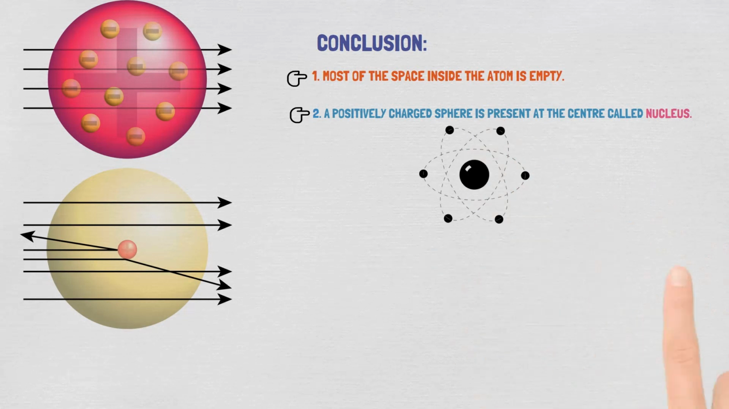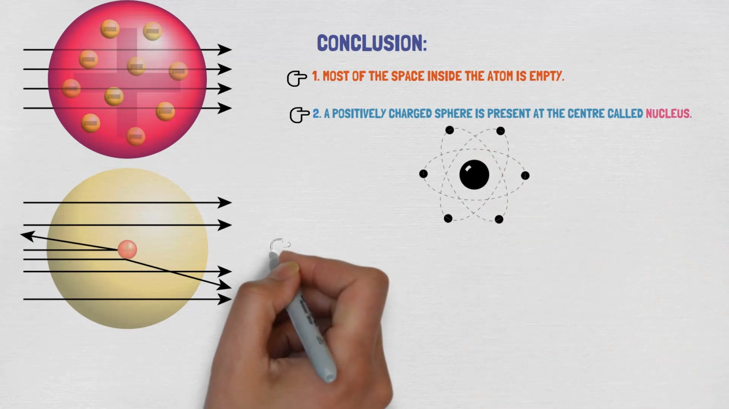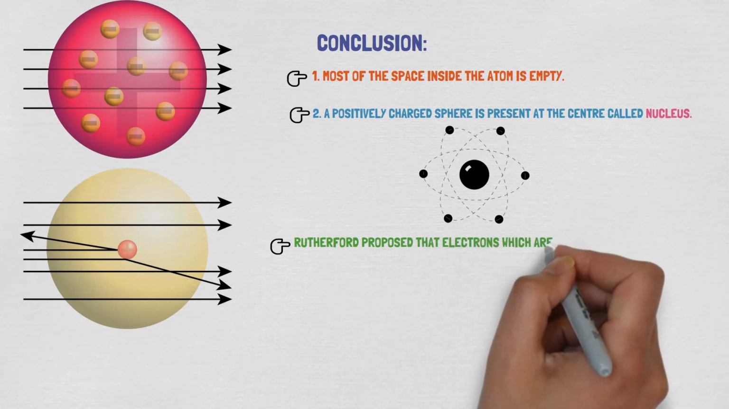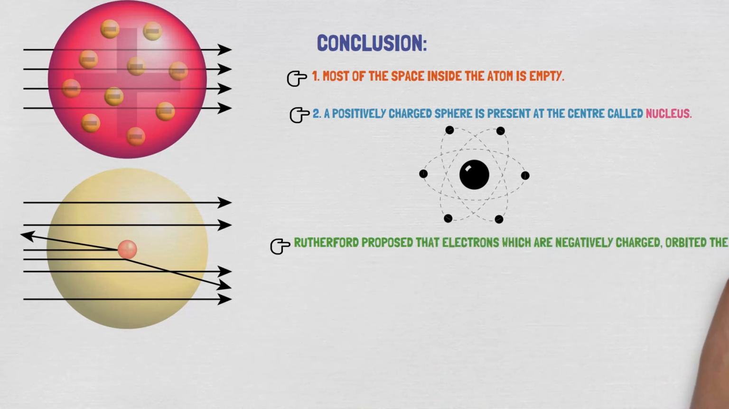Rutherford proposed that electrons, which are negatively charged, orbited the positively charged nucleus in a manner similar to planets orbiting the Sun.